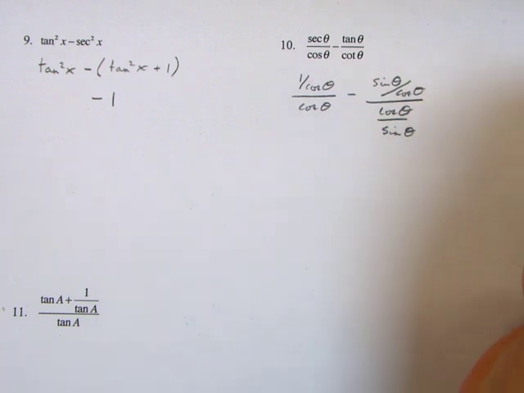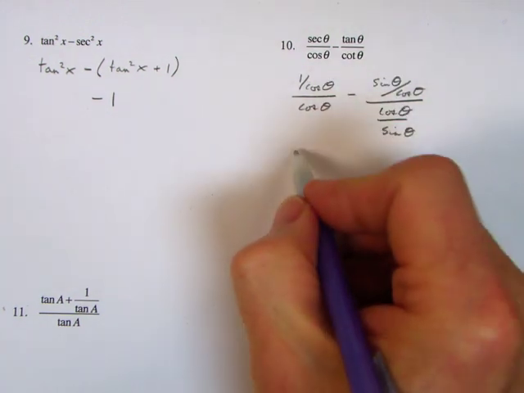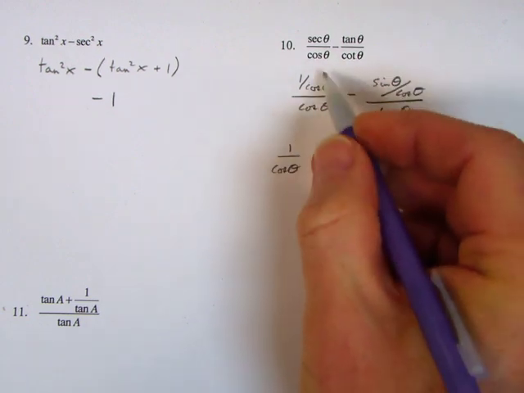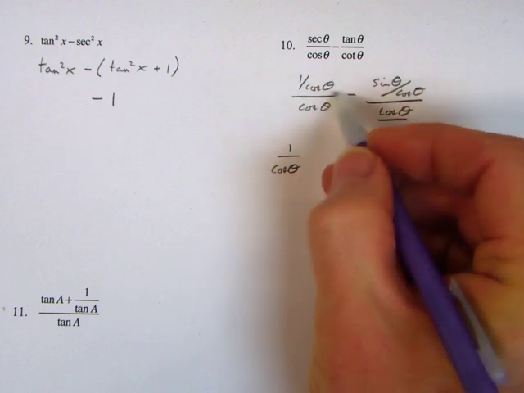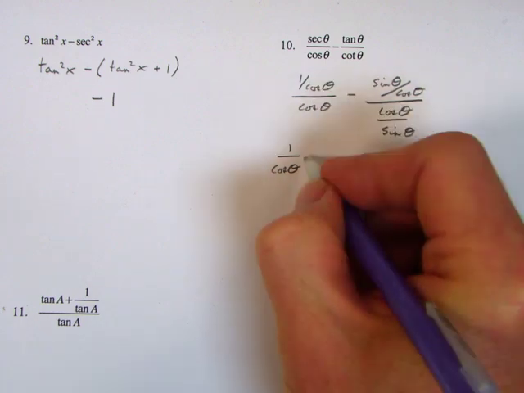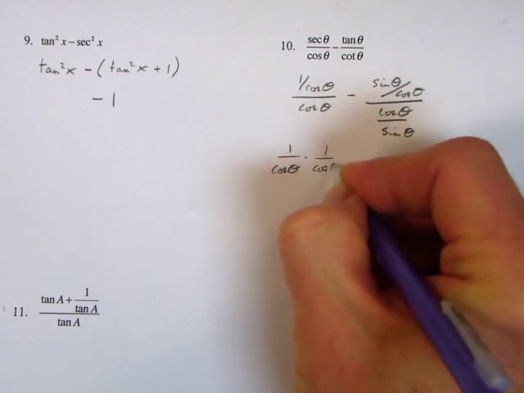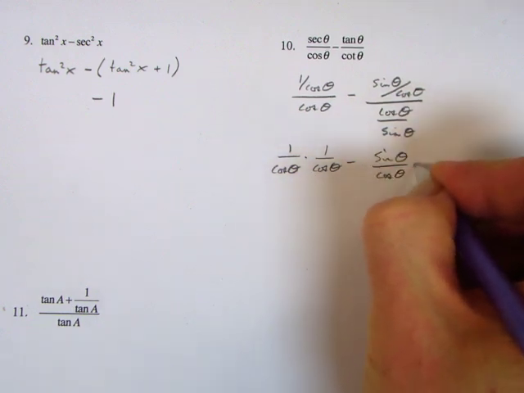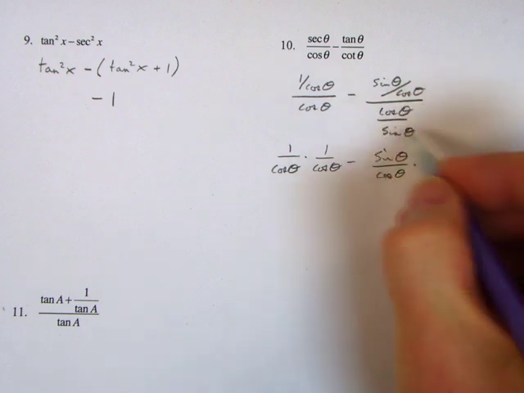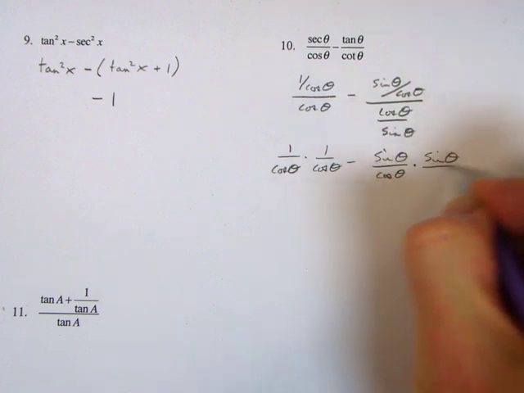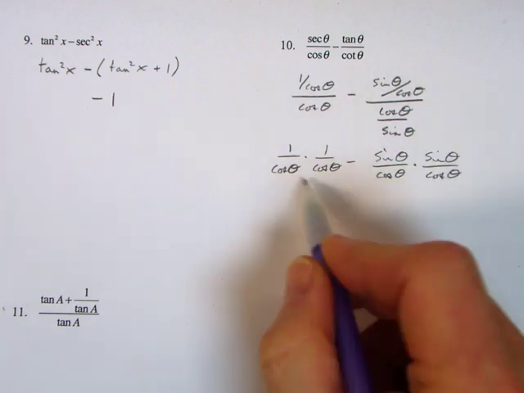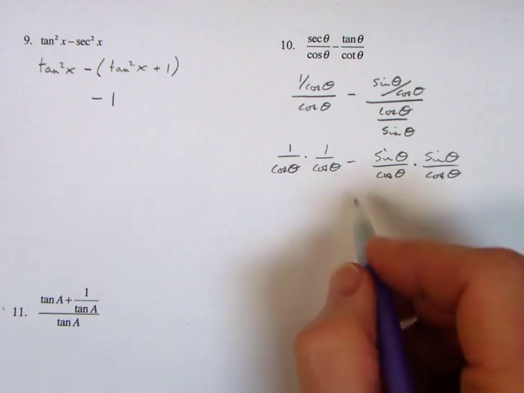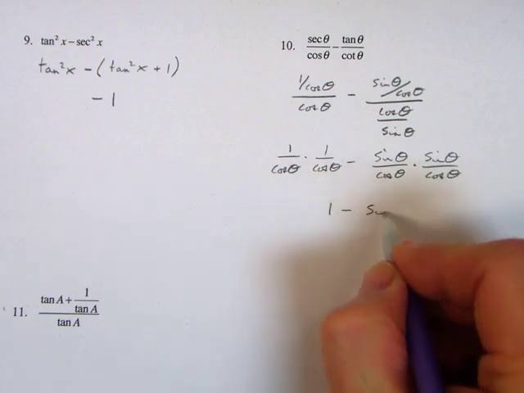Just to go over all those steps, some people have difficulty dividing fractions, so the top is going to be multiplied by the reciprocal of the bottom. So we have 1 over cosine minus sine over cosine, multiplied by the reciprocal of the bottom, sine over cosine. So we get 1 over cosine squared minus sine squared over cosine squared. We have the same denominator here. So we have 1 minus sine squared over cosine squared.